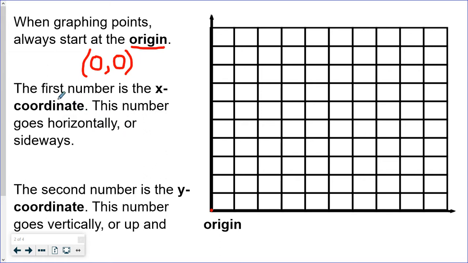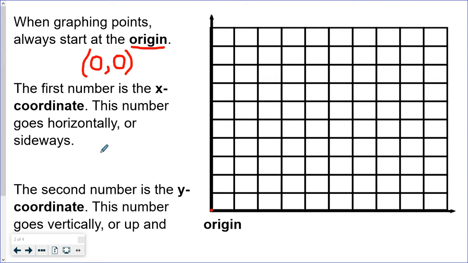Now, as I mentioned on the previous slide, the first number in our ordered pair we call the x-coordinate. A coordinate is a number. This is the number that should go horizontally, or in today's lesson, sideways to the right. They're going to go to the right because we're only going to deal with positive numbers this particular time.